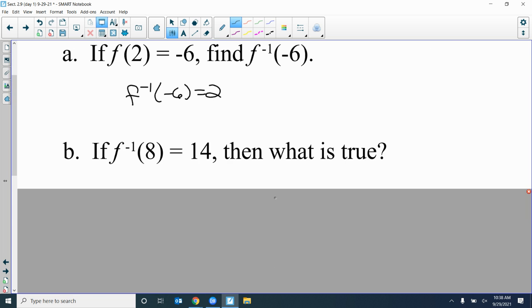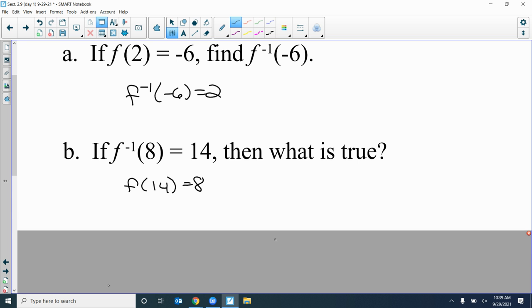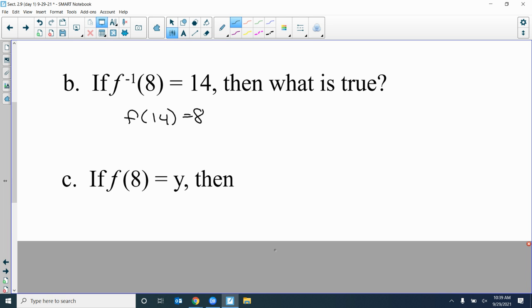If f inverse of 8 equals 14, then what is true? Then f of 14 equals 8. Good. Always takes us back to where we started. It doesn't matter whether you start with the inverse or if you start with the function. If f of 8 equals y, then what must be true? Then f inverse of y equals 8.